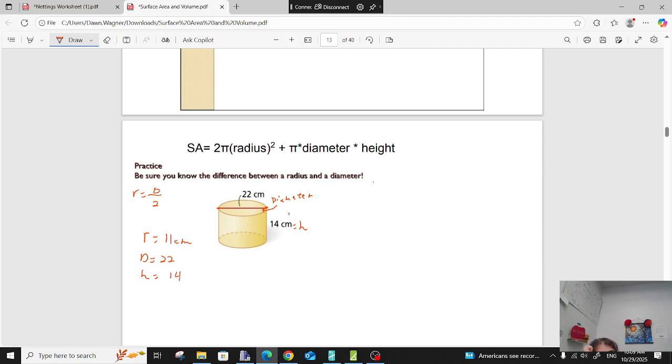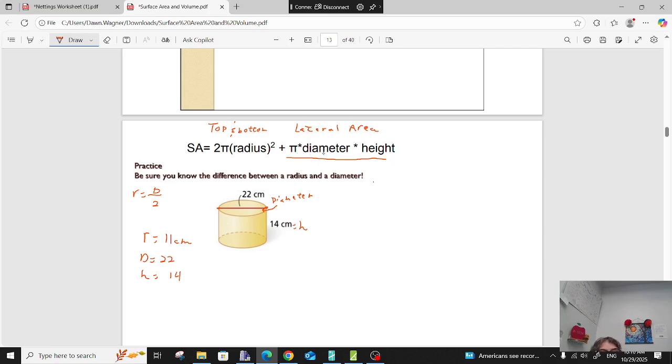So this part right here would be your lateral area, which means the area around. This is your top and bottom circles. Process that for a second, please. Yes, this part is the top and bottom of this. That's the area of the circles, because area of a circle is pi r squared. This is the lateral area.